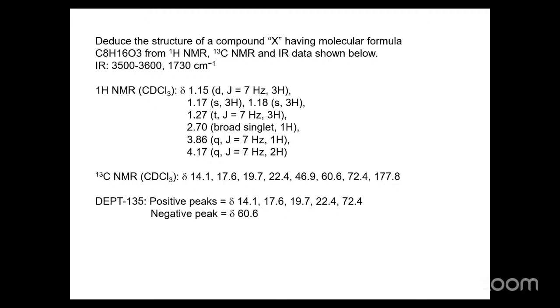Deduce the structure of the compound with the molecular formula C8H16O3 from H1, C13 and DEPT technique. Please let me know. This is your homework. You will see that one negative peak appears at 60, so it may be the CH2, while the positive peaks may contain methyl and methyl. Site of unsaturation, how many are there?